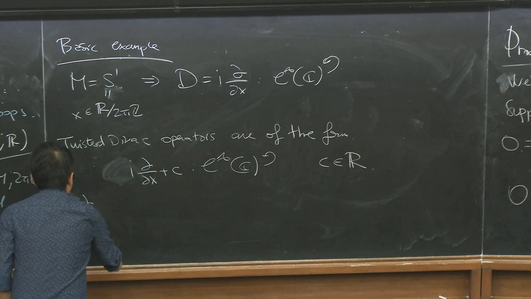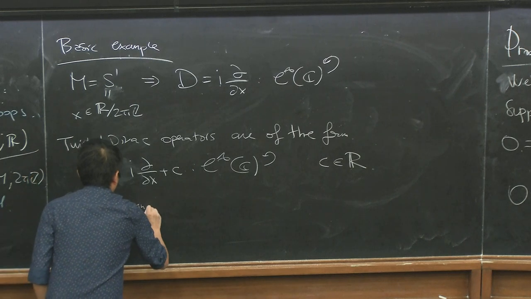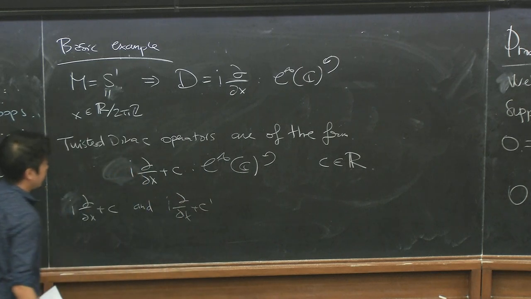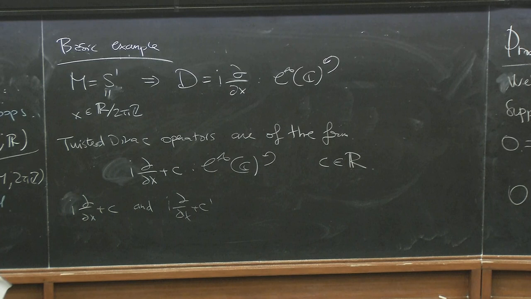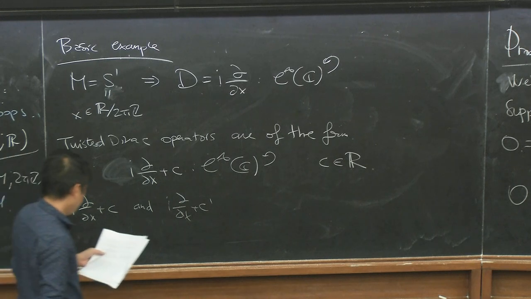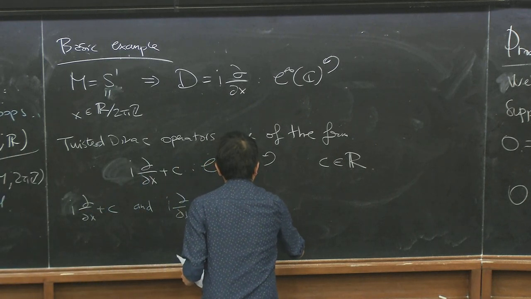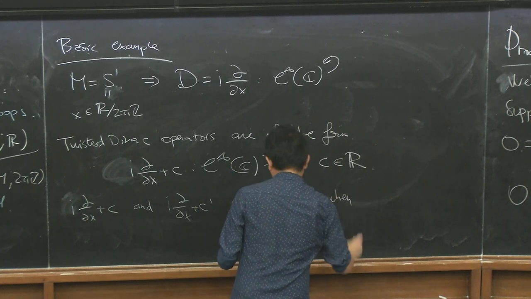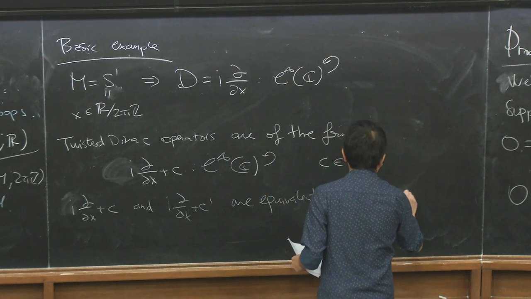I d/dx plus c and I d/dx plus c prime. In general, they look like different operators, but if you think of matrices, you can conjugate one to the other, so they're equivalent. There's a change of basis that brings one to the other when c minus c prime is in Z.